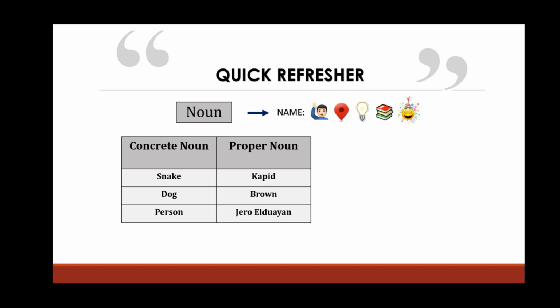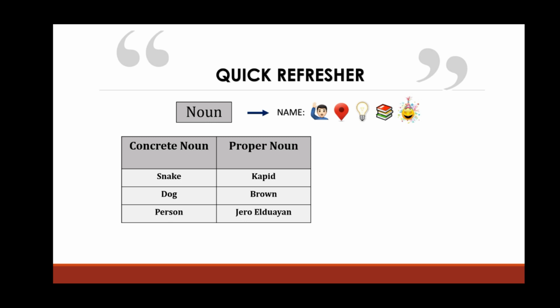Gets? Another example, ako, I am a person. Therefore, the word person is a concrete noun. And if my name is Jerry Ilduayan, okay, then Jerry Ilduayan now is a proper noun. Sa madaling sabi, concrete noun, yun yung mga term o word na binibigyan natin ng pangalan. At yung pangalan na binigay, ang tawag naman doon ay proper noun.